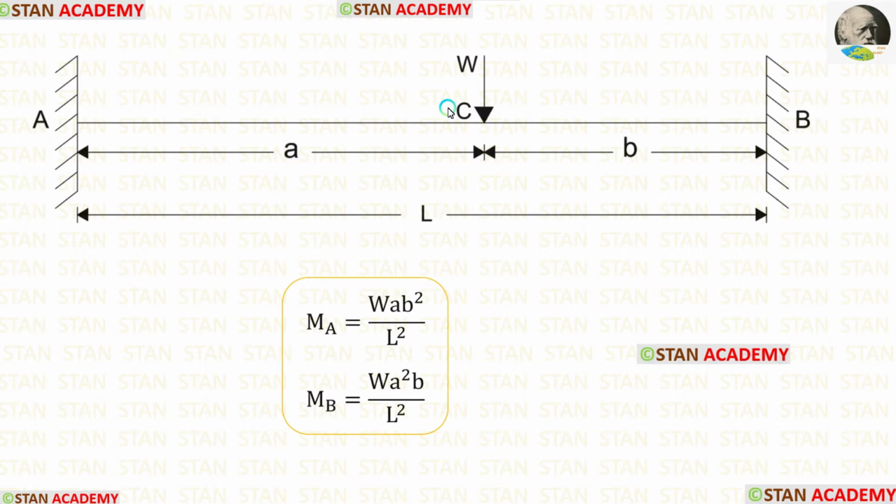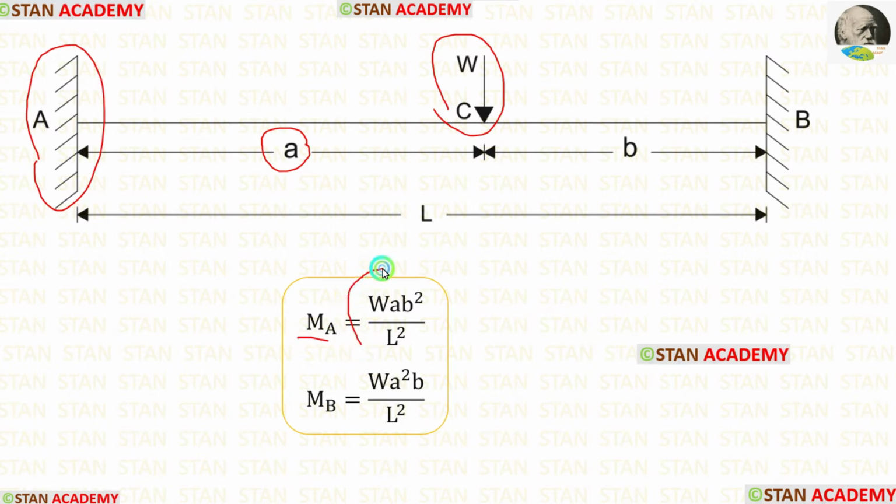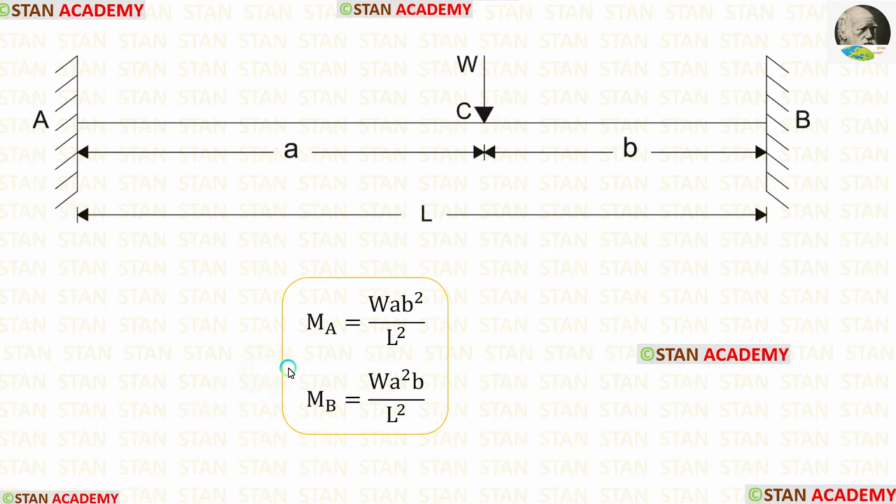In the fixed beam, when the concentrated load W is acting at a distance of A from the left side, we know the formulas for the fixed end moments. MA is WAB square upon L square and MB is WA square B upon L square. In this analysis, we are going to use these formulas.